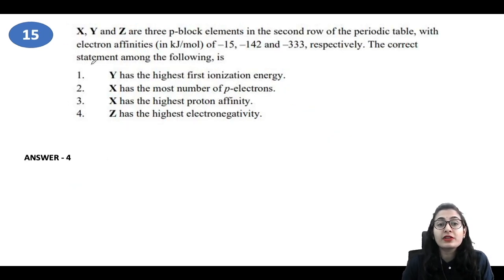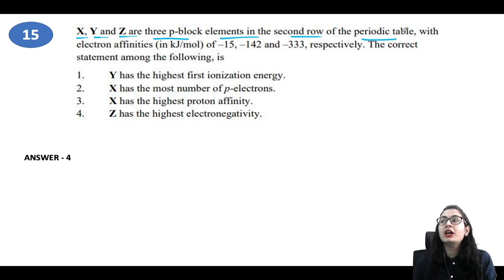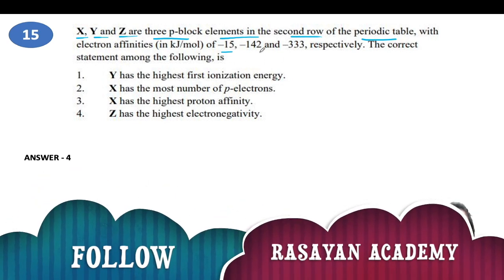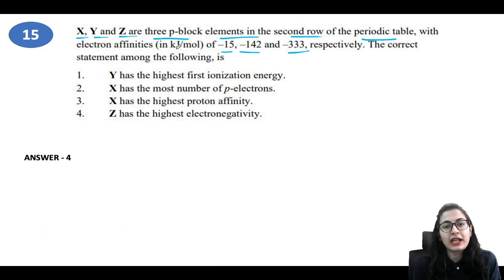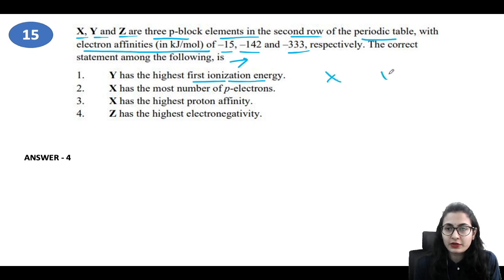Next one, another question from main group. X, Y and Z are 3 p block elements in the second row of the periodic table. Now, in September 2022, Feb 2022 also, exams also, you have got the value type question, जिसमें actually values देते हैं. Based on the value, you have to give the trends. So with electron affinity, ये electron affinity का value है. The correct statement among the following is X, Y and Z. Y has the highest first ionization energy. So let's write it over here.